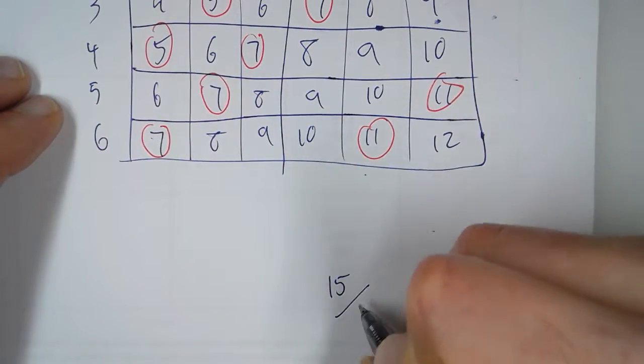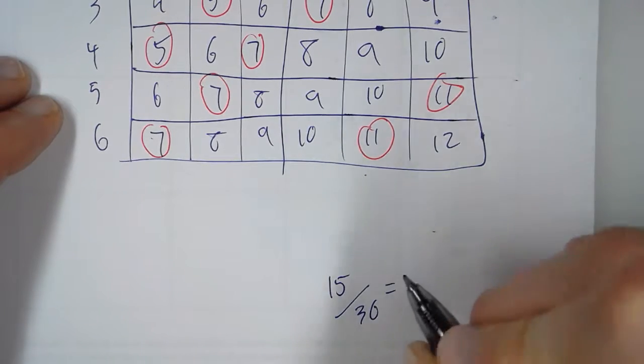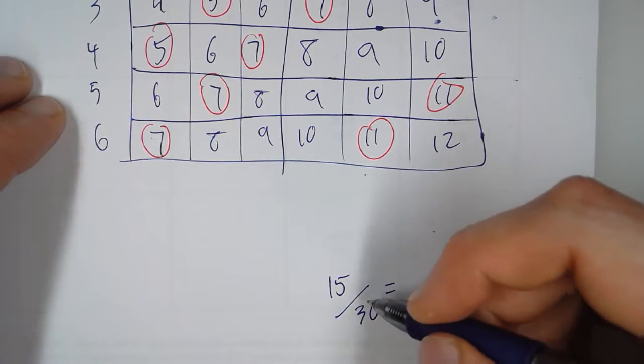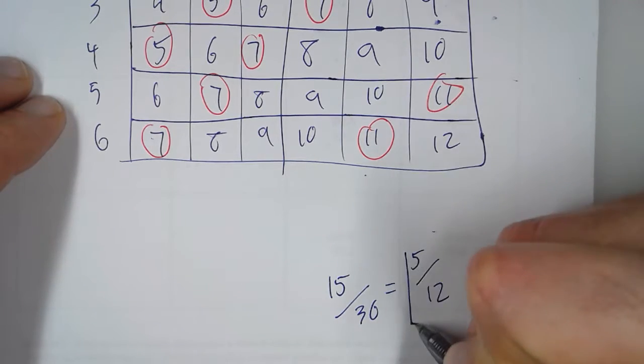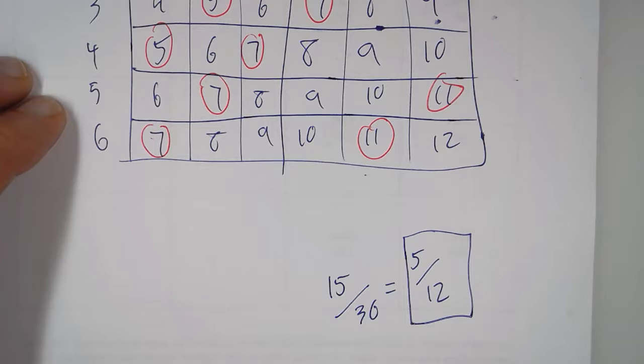So 15 out of 36, but we can reduce that. We can take a 3 out of the top and out of the bottom. So that means we have 5 out of 12. And there's our answer. And we're done.